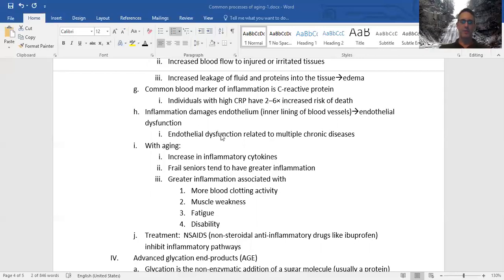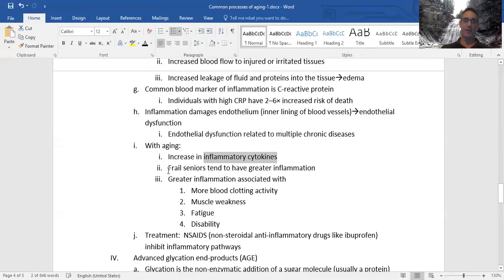And so endothelial dysfunction, and importantly, endothelial dysfunction is actually common to many chronic diseases. So it happens in things like diabetes. It can happen with high blood pressure, as well as a number of other things. Well, inflammation with aging, the problem is with aging, there are more of these inflammatory cytokines circulating.